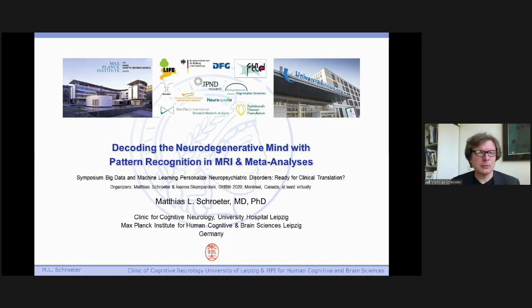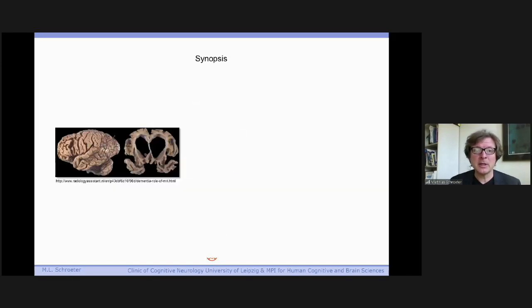I want to present you data about decoding the neurodegenerative mind with pattern recognition in MRI in combination with meta-analysis. So firstly, I want to introduce the clinical features of frontotemporal lobar degeneration. Second, I want to discuss the imaging features that we have extracted with meta-analysis. Third, I want to show you how we can individually predict diagnosis and differential diagnosis in these kinds of disease. And in the end, I want to discuss the perspectives for application in clinical routine.